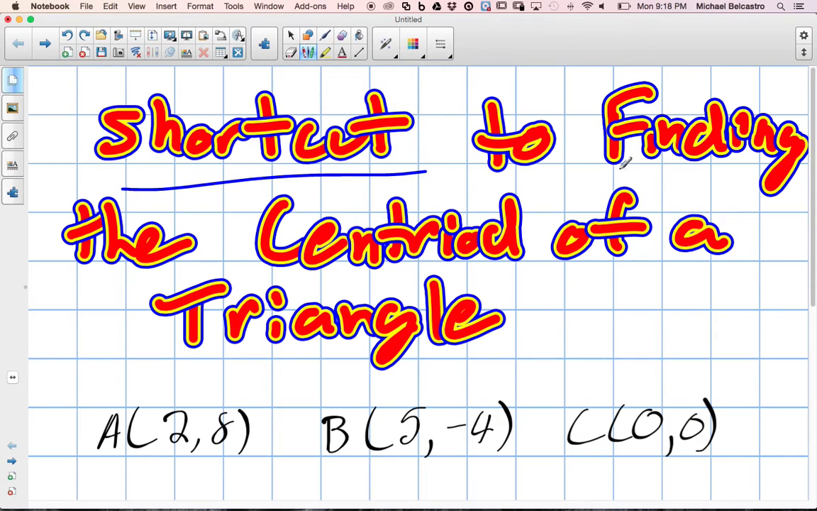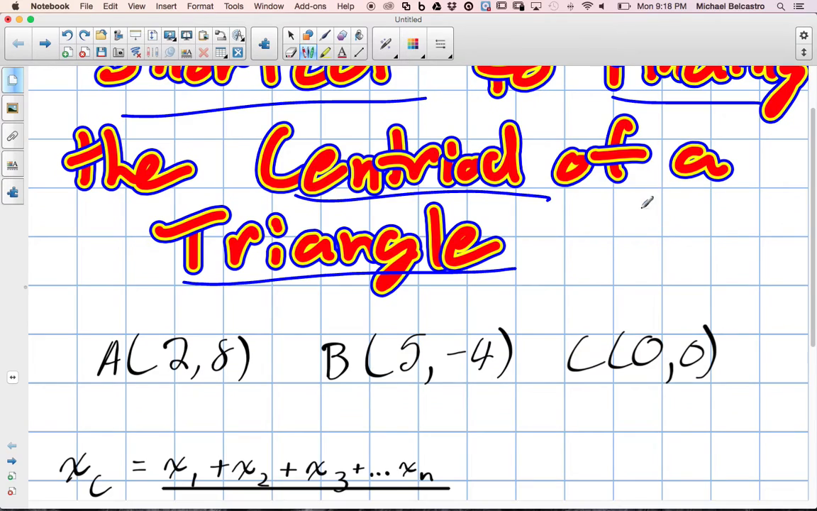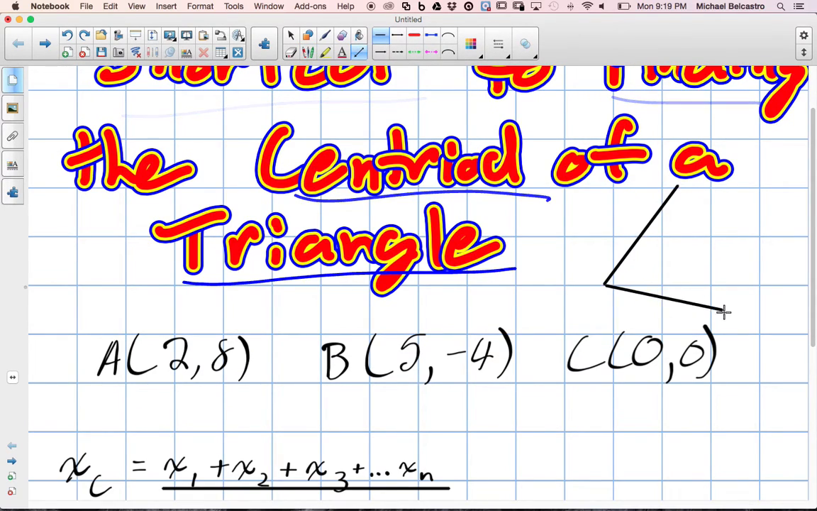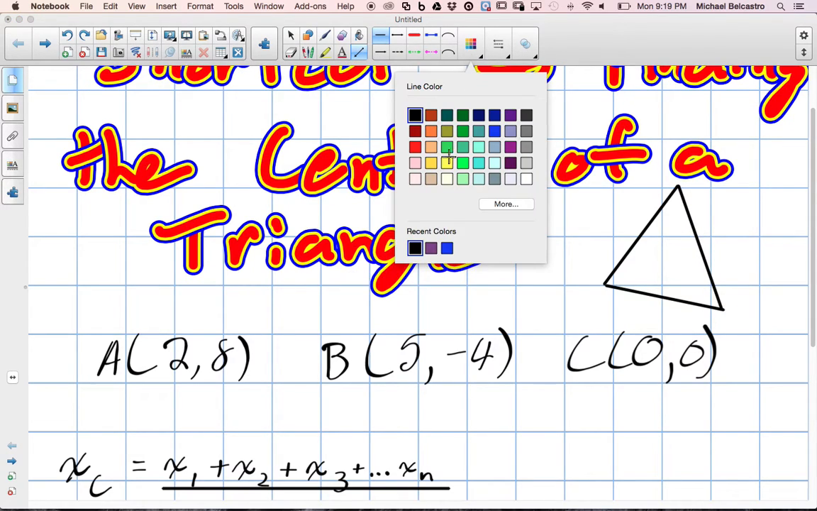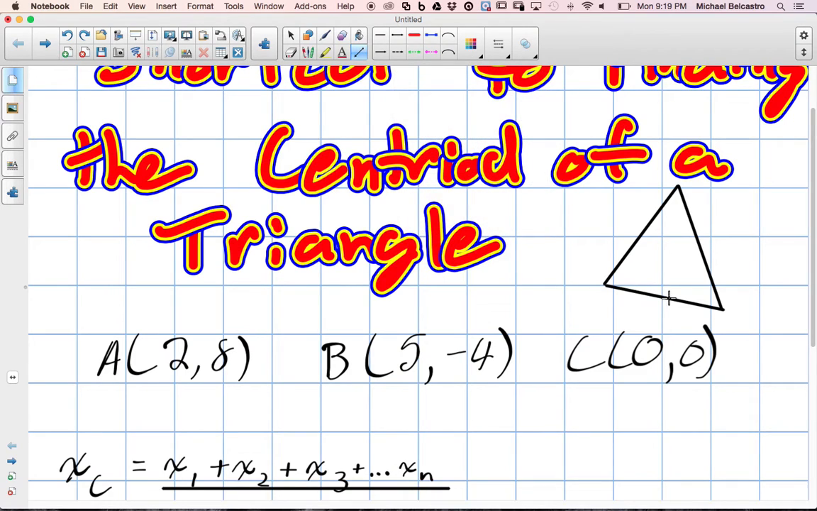Let's look at the shortcut to find the centroid of a triangle. The centroid of a triangle, maybe I should draw a quick diagram here on the side. Say we have our triangle here. The centroid of a triangle is where all the medians of the triangle would meet. A median would go from the midpoint of one side to the opposite vertex.